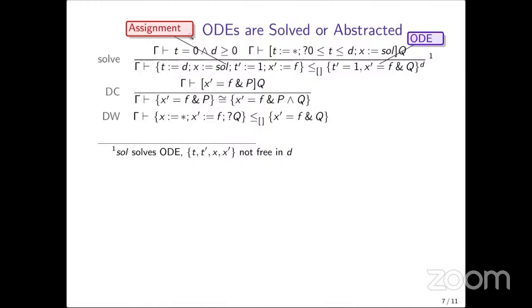Differential weakening, DW, says that you could actually forget a differential equation and just remember the domain. Here, Angel is handing over power to Demon. Demon is allowed to set X to whatever he likes, so long as he proves the domain constraint and proves any invariants that we added along the way, for example using DC. These are the rules that we used in our example.